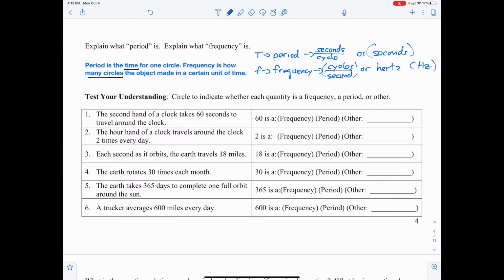Okay, let's see how you did. Number 1, the second hand of a clock makes 60 seconds to travel around the clock. Well, focus on the unit, right? So 60 seconds, that would be period. Number 2, the hour hand of a clock travels around the clock 2 times every day. Times would be a cycle. Therefore, this is referring to frequency. 2 times a day would be the frequency.